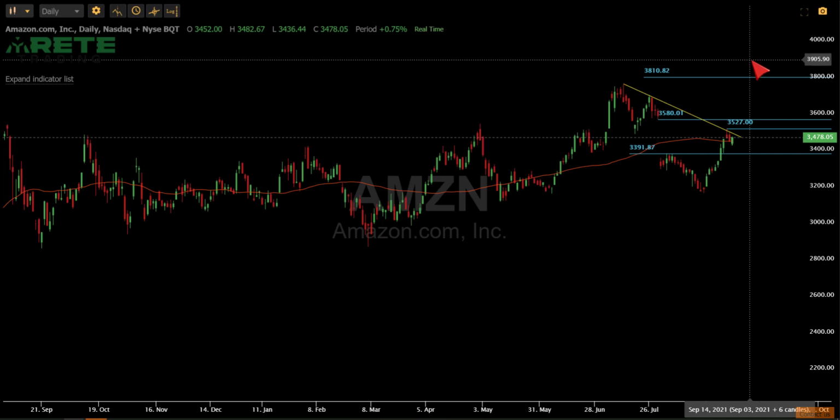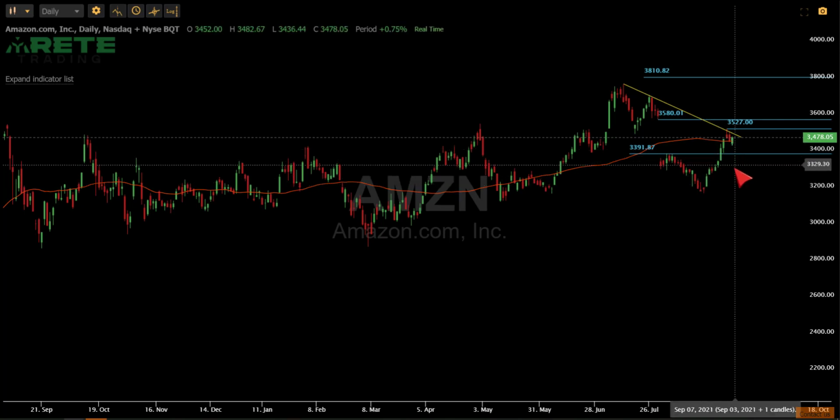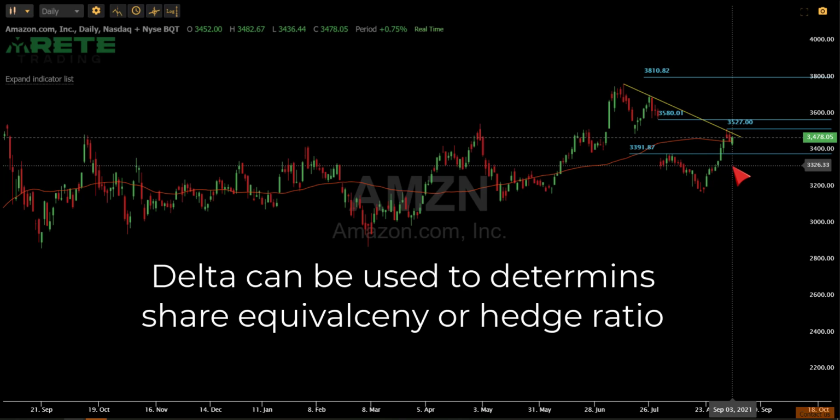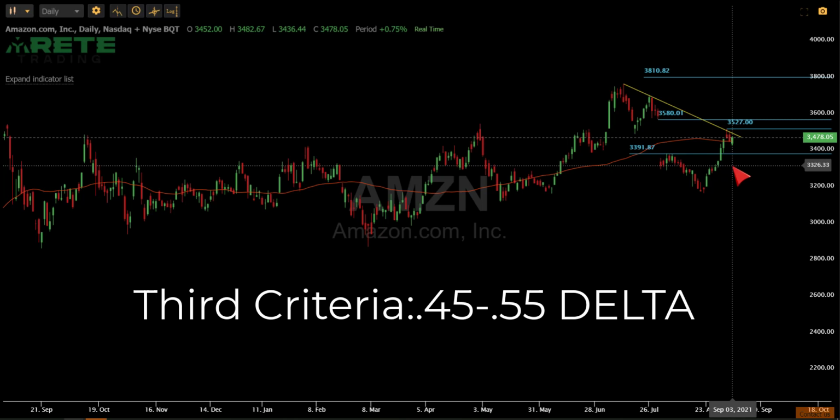The other thing that's very important for people to know is that when you are buying, and I'm at a strike price, you want that strike to be around 0.45 to 0.55 delta. Okay, that's what you're looking for. 0.45 or 0.55 delta. This one was done at, I think, 50.